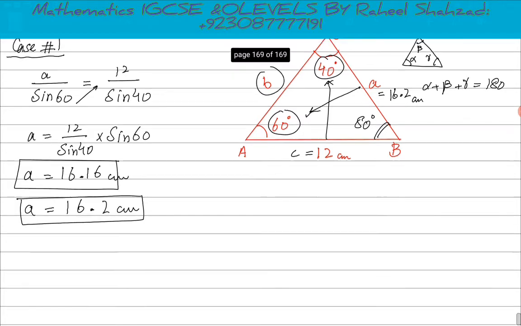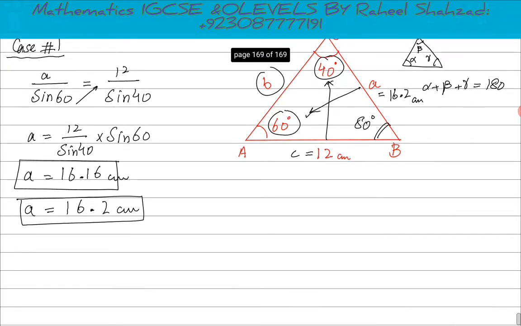We will be applying the sine rule again for length B, and that would be B divided by sine of 80, equal to 12 divided by sine of 40. So you do it this way: B divided by sine of 80 is equal to A divided by sine of 60, which is equal to 12 divided by sine of 40. You can use any of the sides and any angle. Here we are using B divided by sine of 80 is equal to 12 divided by sine of 40, and we cross multiply to find the unknown length.